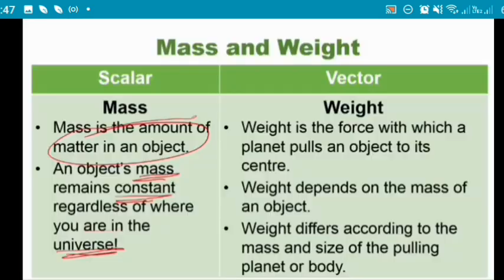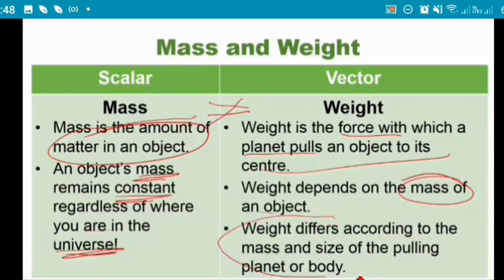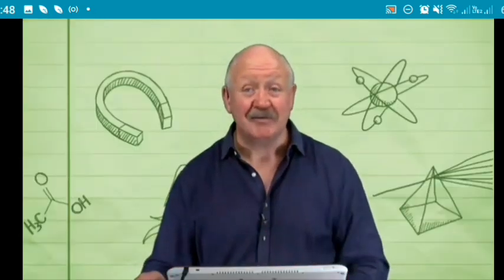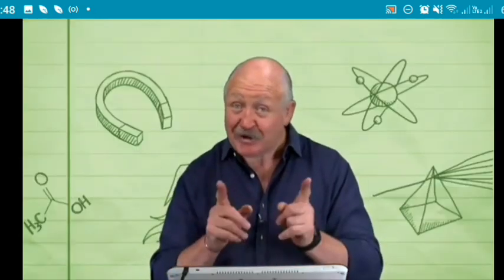So just remember that weight is the pull of a planet or some other body towards its center. Weight depends on the mass of the object, but they are not equal. They're not exactly the same thing. They depend on one another. And the weight differs according to the mass and size of the pulling planet or body in the case of a moon. Mass and weight, you've got the difference?